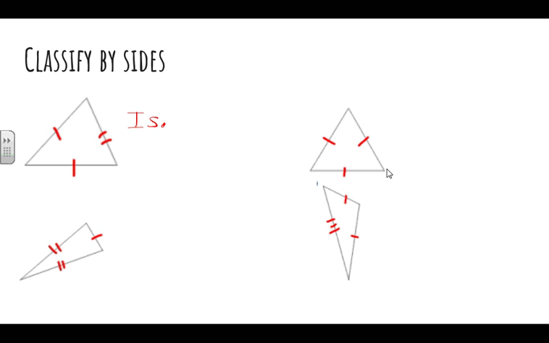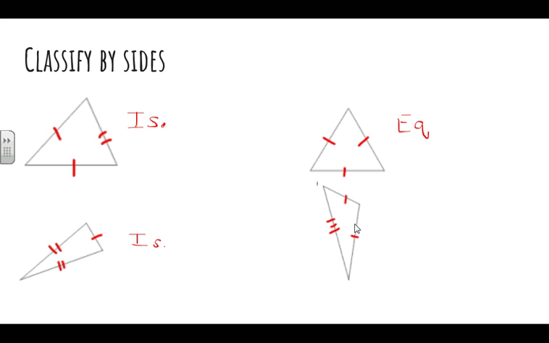Over here we have three matching sides. All three sides of this triangle are the same. They all three have the same hash mark. So I'm going to name this an equilateral triangle. Coming down here, this triangle has, again, two sides with the same marking and a third side that is different. So this is an isosceles triangle.